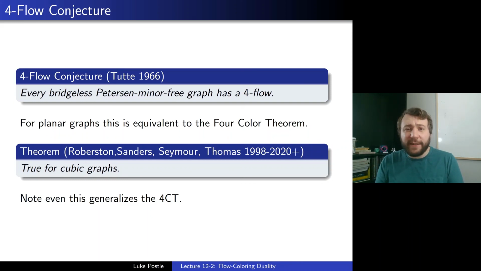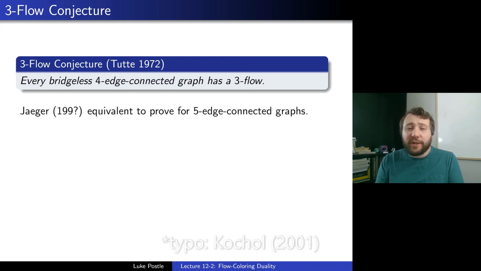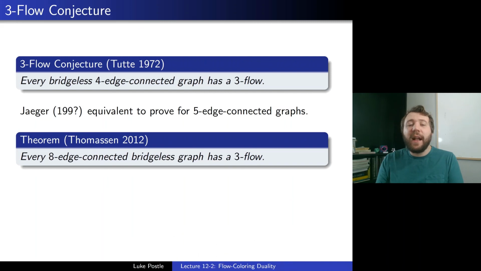But that's a long series of papers and also relies on proving the 4-color theorem or reproving it with even more discharging. So then let me wrap up with talking about the 3-flow conjecture. So from '72, every 4-edge connected graph has a 3-flow. I'll point out that Jaeger in the early '90s showed that it's equivalent to prove it for 5-edge connected graphs. And Thomassen in 2012 had a big breakthrough where he showed that every 8-edge connected bridgeless graph has a 3-flow.